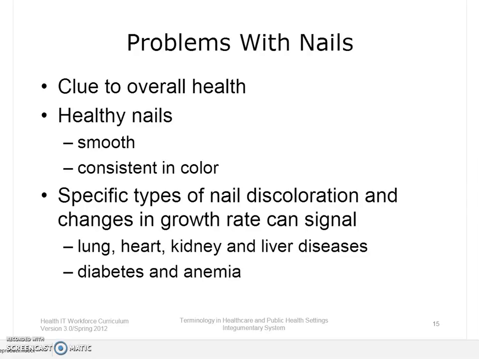Specific types of nail discoloration and changes in growth rate can signal various lung, heart, kidney, and liver diseases, as well as diabetes and anemia. Nail problems that sometimes require treatment include bacterial and fungal infections, ingrown nails, tumors, and warts. Keeping the nails clean, dry, and trimmed can help avoid problems.